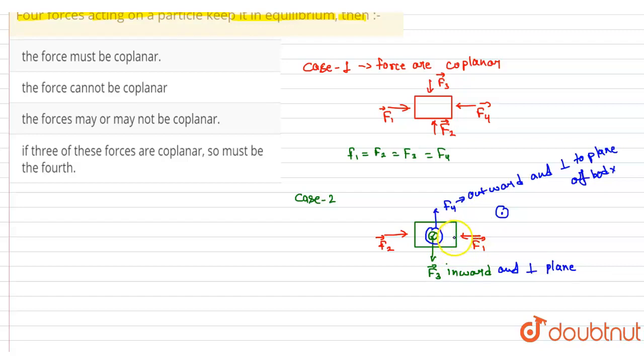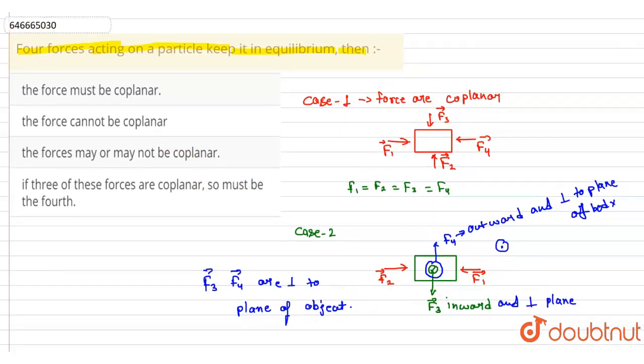There are two forces, F3 and F4. Let me write here. In this case, F3 and F4 are perpendicular to the plane of the object, but the body is in equilibrium for this case. So from this we can say that forces may be coplanar or may not be coplanar. It is not necessary that the forces must be coplanar. Okay, so from this option A is not correct.